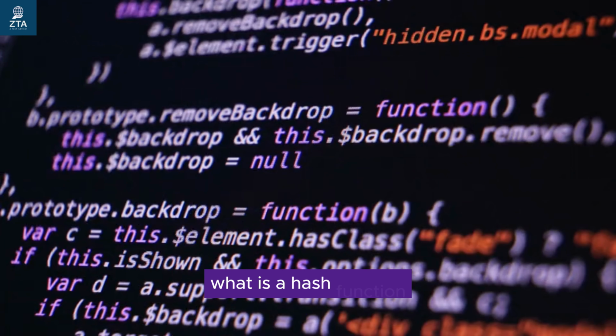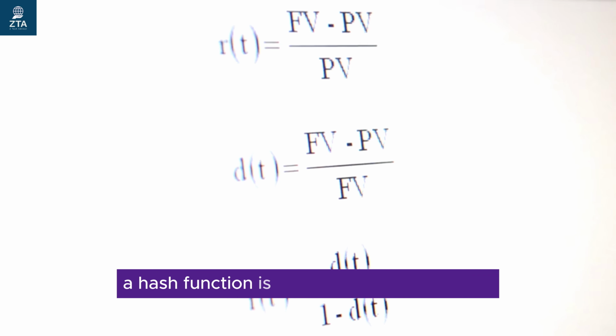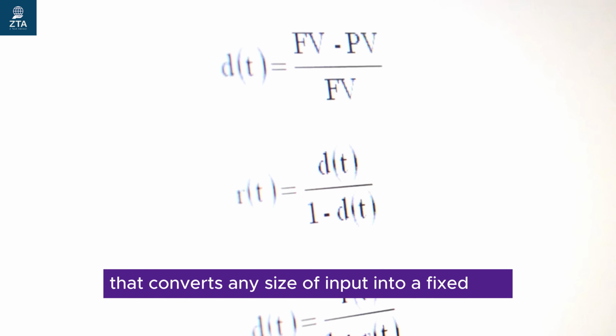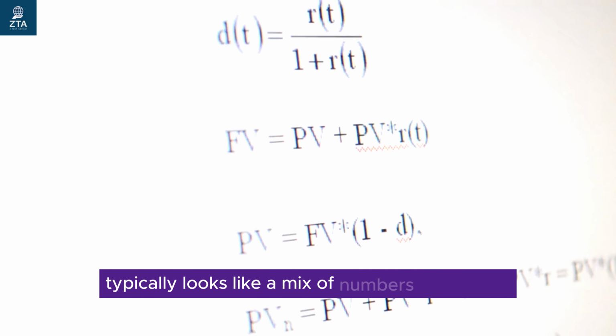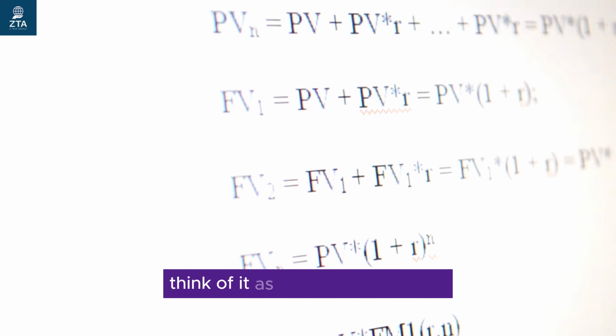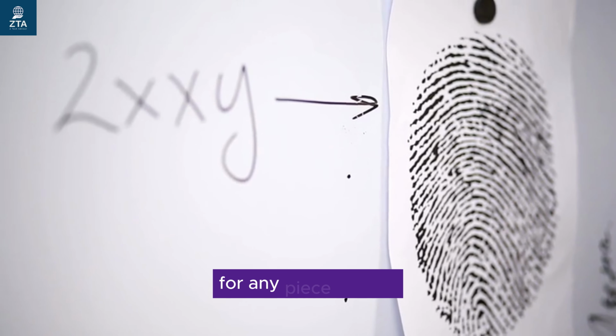What is a hash function? A hash function is a mathematical algorithm that converts any size of input into a fixed-size string of characters, which typically looks like a mix of numbers and letters. Think of it as a unique fingerprint for any piece of data.